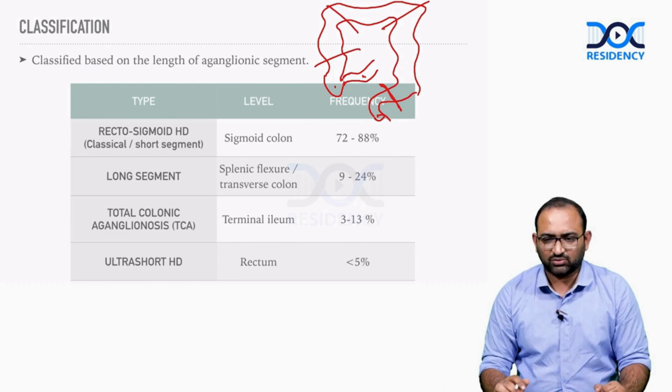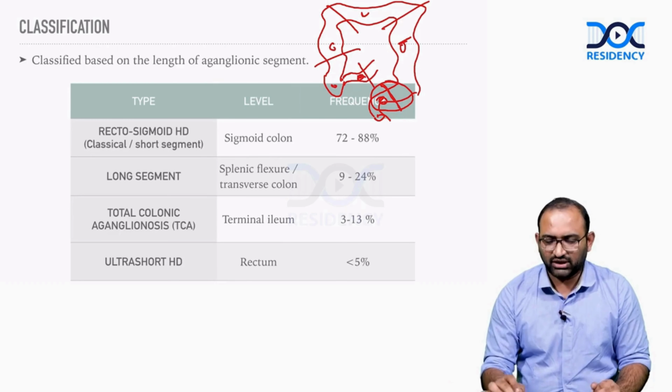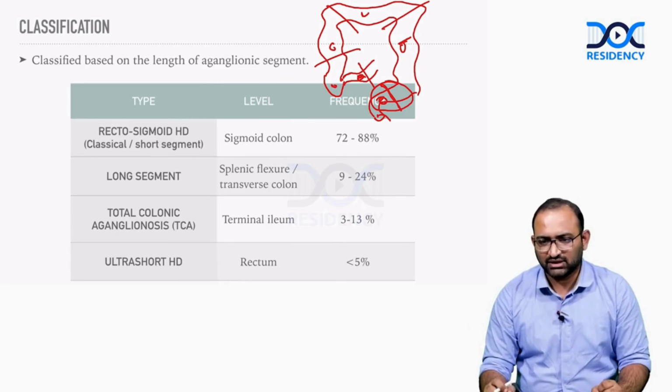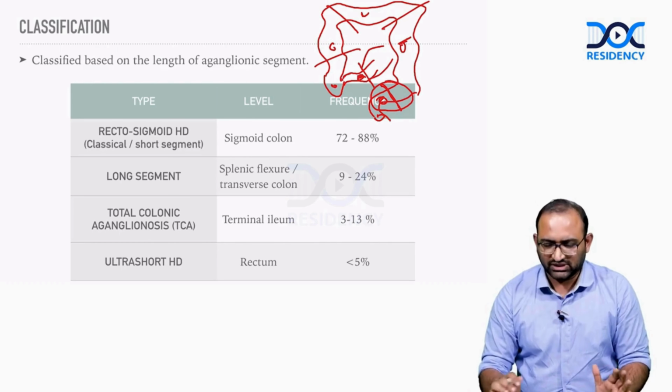So after that, there is total colonic aganglionosis or TCA, where the aganglionosis extends from the sigmoid, descending, transverse, ascending, cecum, and up to the terminal ileum. If it crosses the terminal ileum, the last 10 centimeters of terminal ileum, we call that total colonic aganglionosis. That is, the entire colon is aganglionic. The entire colon will be completely spastic, and the small bowel will be dilated like a small bowel obstruction. So that is the third most common, and the rarest form is the ultra short HD.